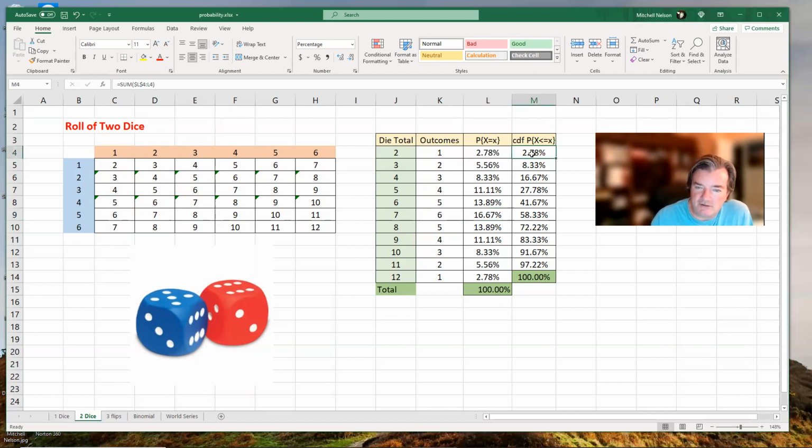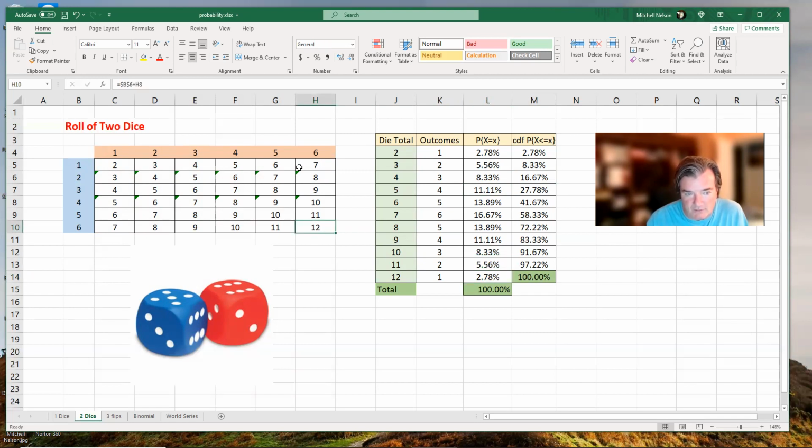Once again, the cumulative distribution function is simply the probability that you will roll a particular number or less. The cumulative distribution for 5 is the probability that I will roll a 5 or less. Not the probability of getting a 5, that's this one. This is the probability of getting a 5 or less. 5 or 4 or 3 or 2 is 27.78%. So once again, the probability of getting a 12 should be 1 out of 36.